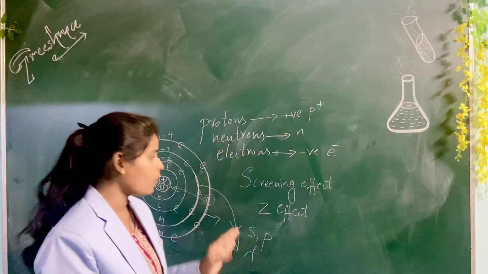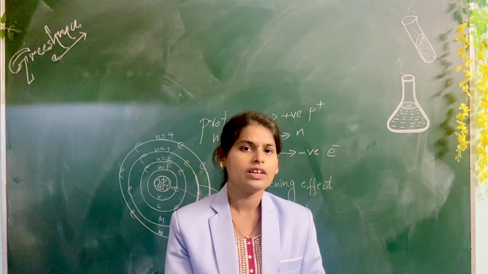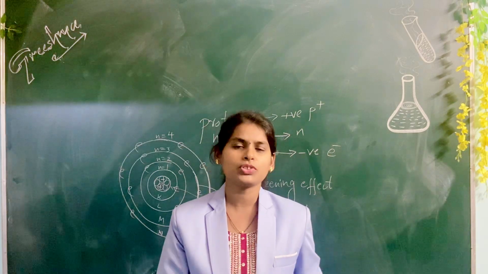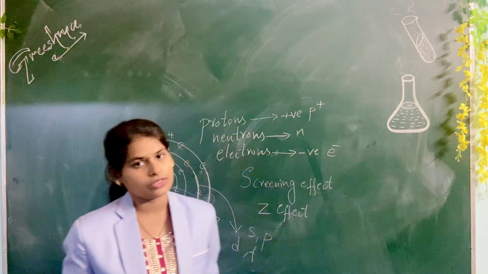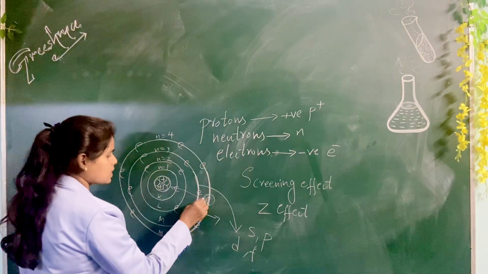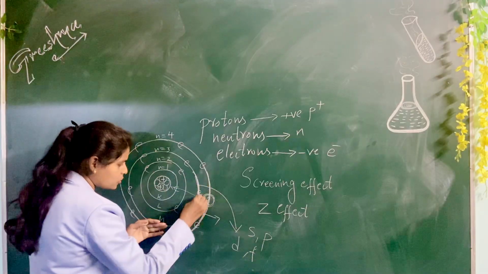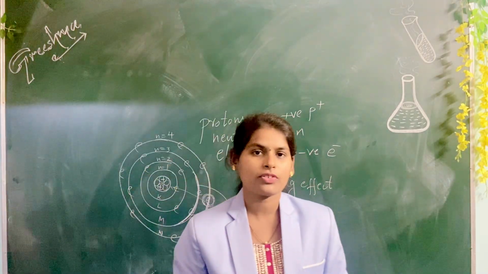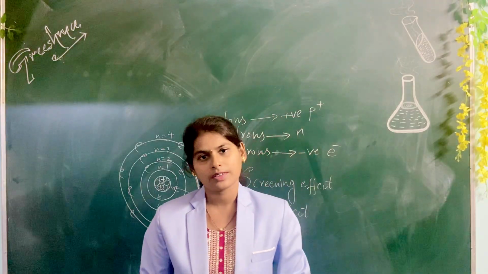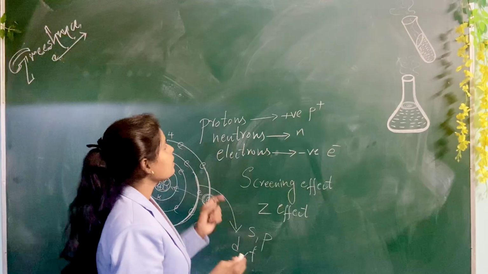So here you have to know what screening effect means. The outermost shell is being protected by the innermost shell, for the purpose of not losing the electrons. The electrons present in this outermost shell could be lost, but the innermost shell is going to protect the outermost shell. That is called the screening effect or Z effect. Okay, I hope you are understanding. Please keep watching my videos.